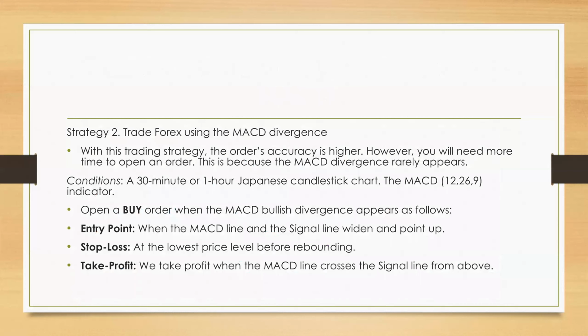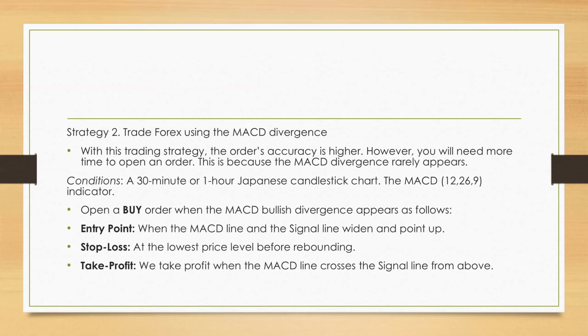Strategy 2, trade Forex using the divergence. So we are actually looking now for a trend change. With this trading strategy, the order's accuracy is higher. However, you will need more time to open an order. This is because the MACD divergence rarely appears. Most of the time, the convergence is what we're going to see. The divergence doesn't show as often as others. But when you see the divergence, you know it has a high level of accuracy.